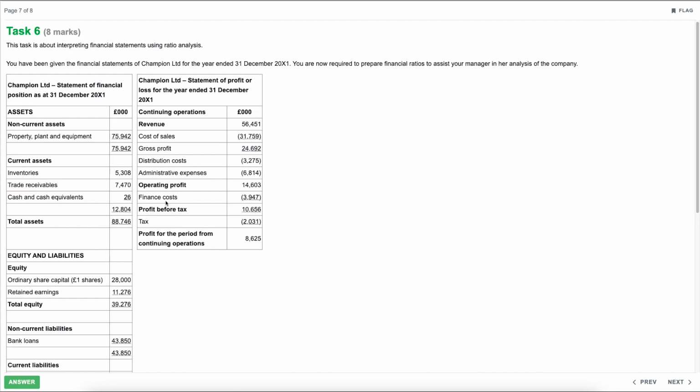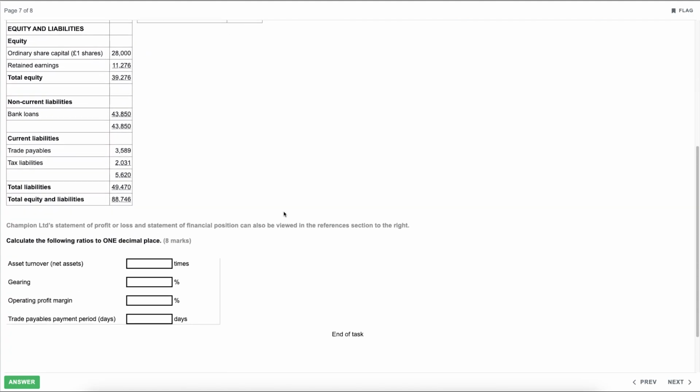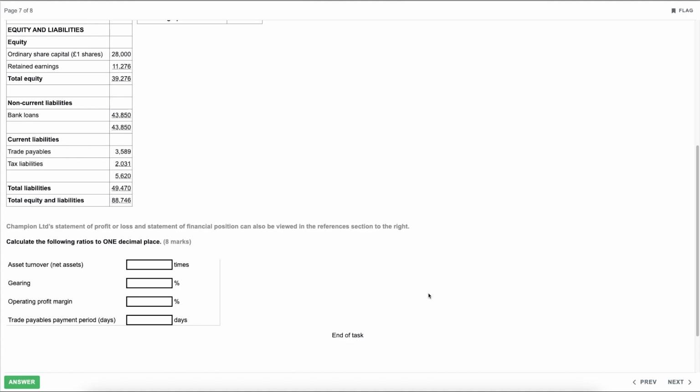So we can see that we've been given a statement of financial position on the left and a statement of profit or loss on the right. So we'll be using these to calculate the ratios. So let's scroll down and have a look what ratios we need to calculate. So it says calculate the following ratios to 1 decimal place. Very important. So they all need to be to 1 decimal place. And we've got 4 to calculate.